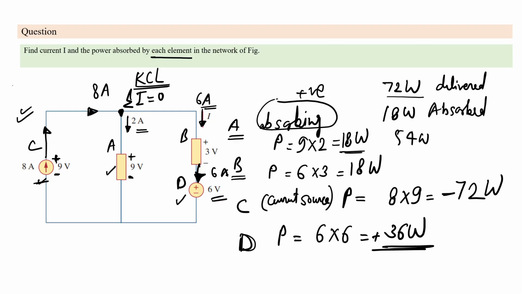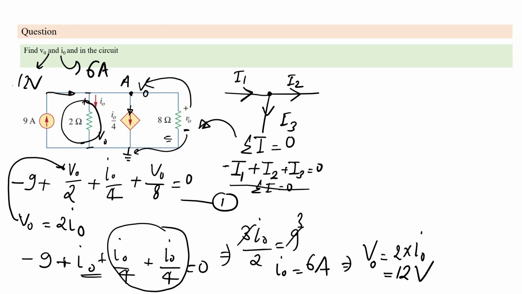So the power absorbed by elements A and B is 18 watt each. By C, which is being delivered, it is minus 72 watt. And what is being absorbed in the 6 volt element is 36 watt. Have you got my point? Okay, moving forward, I'm giving you the next question.